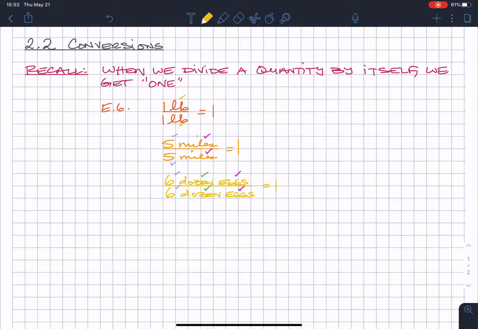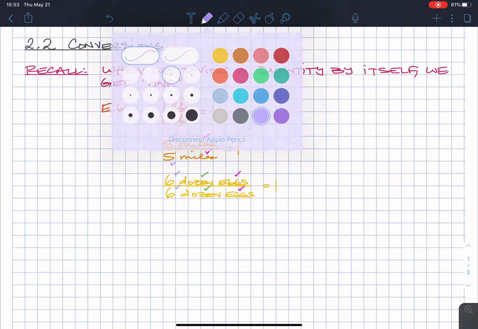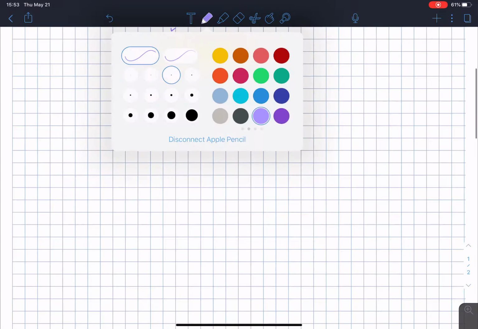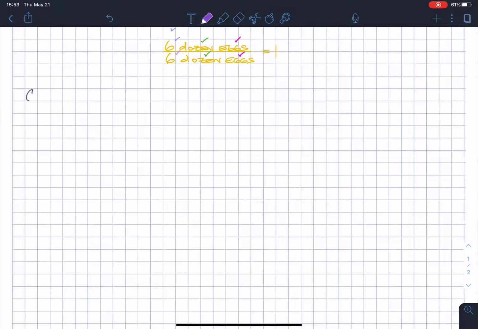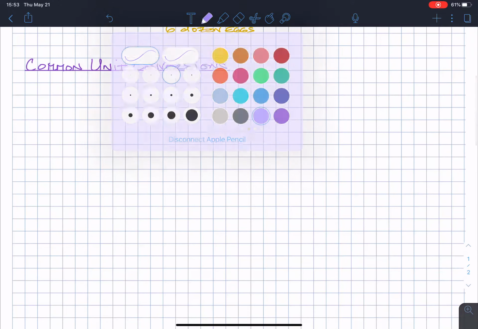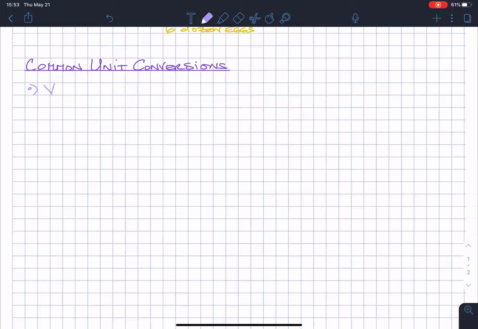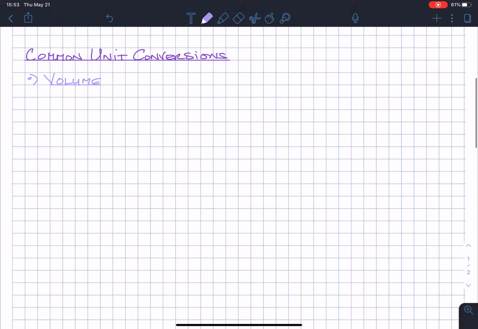So now let's continue on with common unit conversions. Actually, let me do this in dark purple. So common unit conversions. Okay, so let's first start with volume. Volume will be our first conversions, and hopefully everyone's familiar with these.